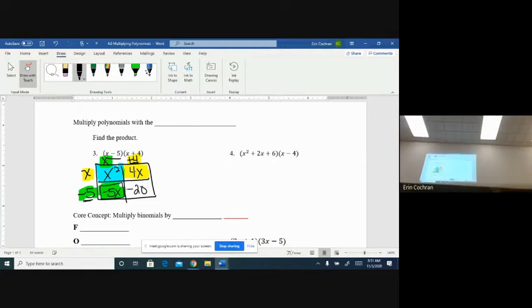All right. So now let's combine like terms. X squared. Blue box, is there anything that I like with it? Nope, so I leave it. 4x and negative 5x, so the yellow and green make negative x, yep. And then we have negative 20. And there's your answer.